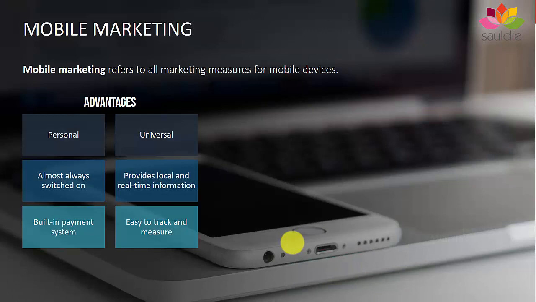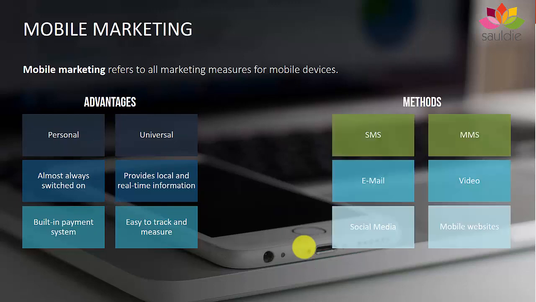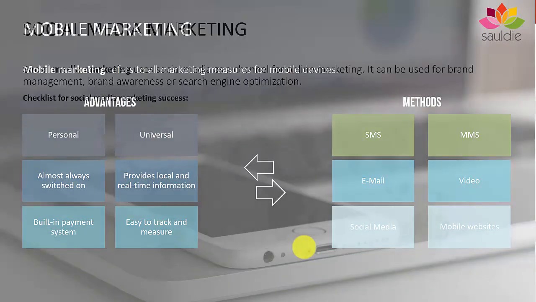Mobile marketing has a lot of advantages because it's really personal and it's universal. You can really connect with everybody everywhere. It's easy to track and measure for KPIs, and it has a built-in payment system. So your mobile phone is already your wallet. So think about the methods of SMS, email, video, social, mobile websites, and this interaction from advantages and methods. This is what's going to help companies disrupt their business and transform their own business into a digital company.